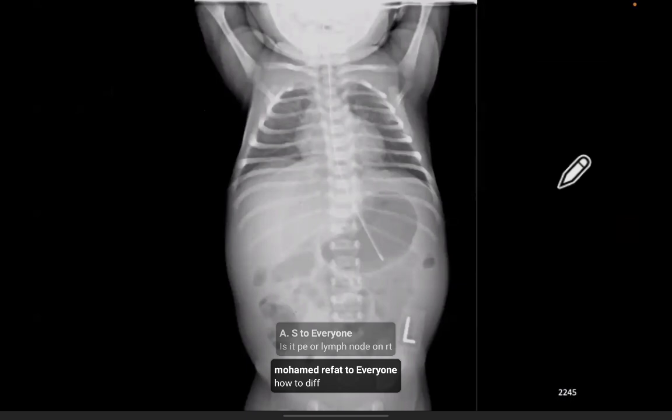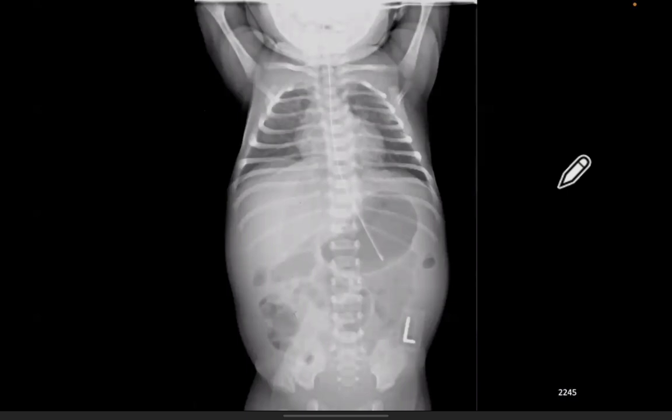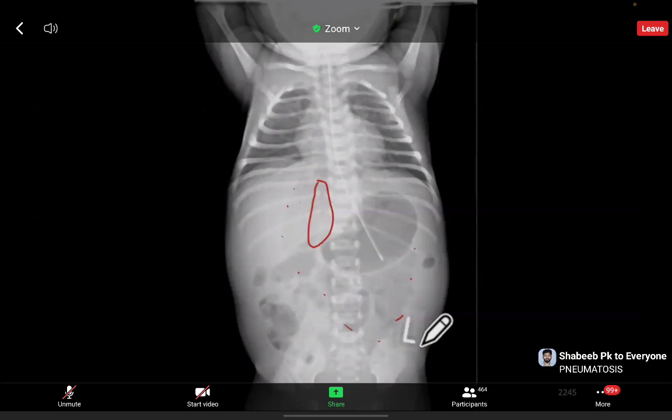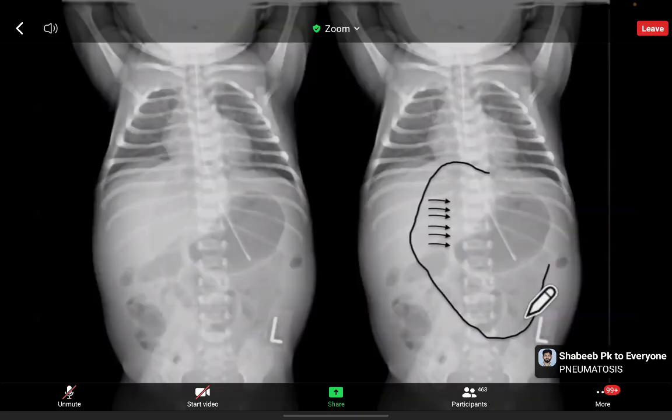Premature neonate. Is it a PE or a lymph node on the right? You can't really differentiate. Yeah, necrotizing enterocolitis. There's the falciform ligament. There's the football sign just here. There's the falciform ligament just there. Okay. Necrotizing enterocolitis with pneumoperitoneum.